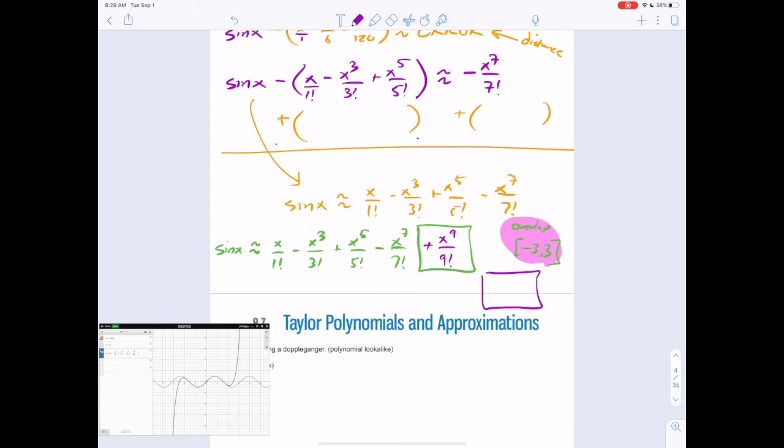What is that next term? That's going to be negative x to the 11th over the 11 factorial. So I'm going to go ahead and type this here. Minus x to the 11 over 11 factorial. Now it hugs at maybe about negative 4.5 now. So notice how the more terms I add, the further it overlaps.